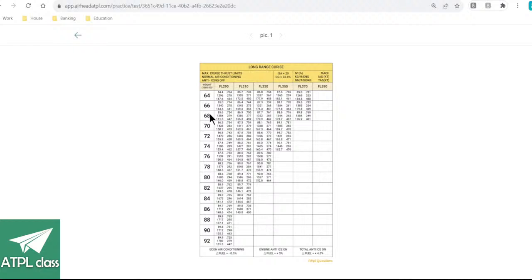We are at flight level 370, so it's over here. And we've got N1, Mach, kilograms per engine, indicated airspeed, nautical miles, true airspeed. So true airspeed's the bottom right number. So I'm getting two values here of 469 and 461. And 461. And that's 66,000 and 68,000. And we've got any fuel penalties for temperature. Doesn't say anything. Econ air conditioning, engine anti-ice, total anti-ice on. No corrections visible for working out any corrections or anything. So we're just doing interpolation here.